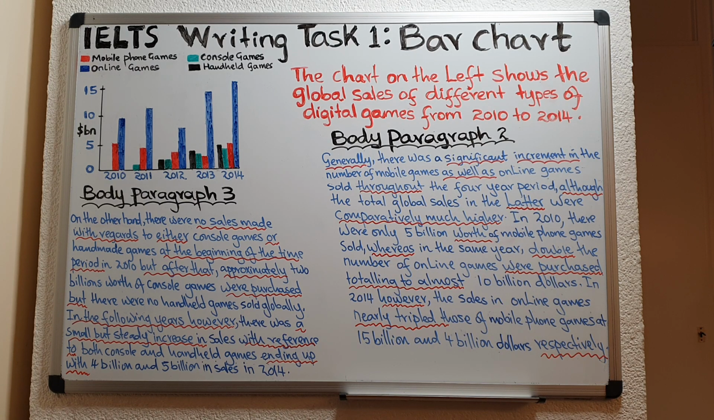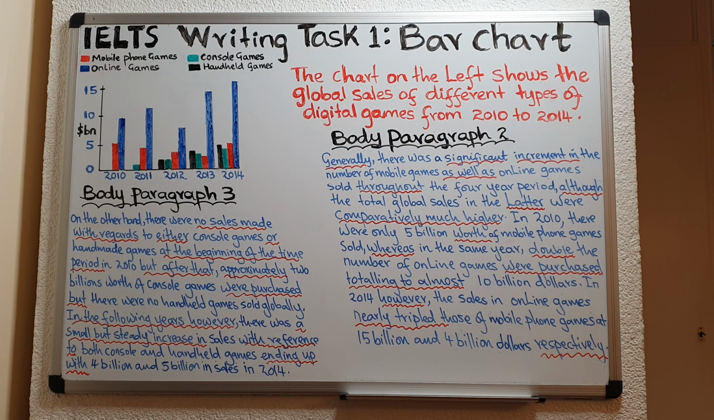Now, I want to write about a difference. Although, so I introduce the difference using the linking word of contrast, and that is although. Okay? Now, in the first part, I used the linking word as well as for the similarity, because I'm saying there was a significant increment in the number of mobile games as well as online games. So as well as, that suggests a similarity. And now I'm going to move on. I want to write about a difference between the 2 of them. So I introduce that difference using the linking word although.